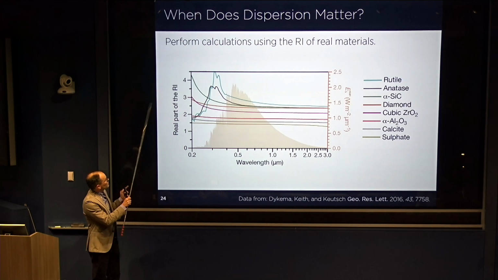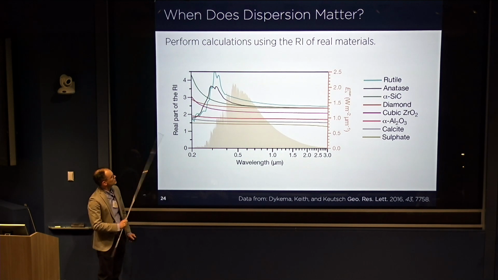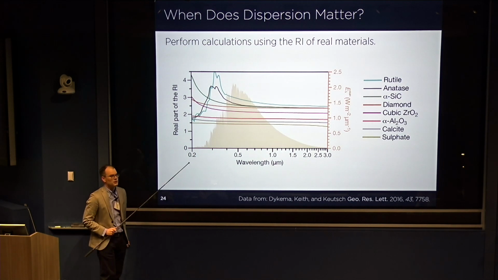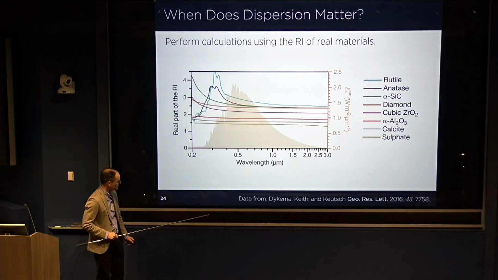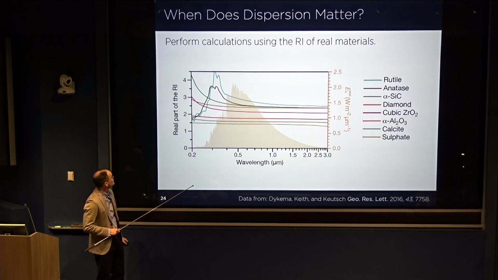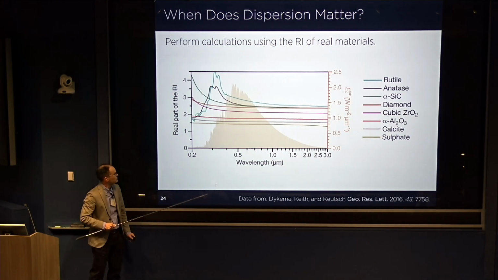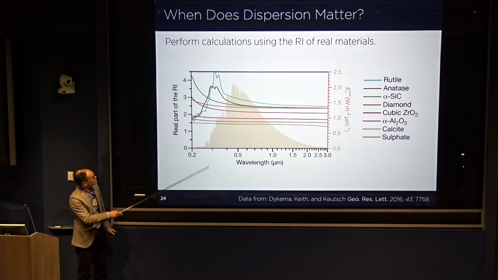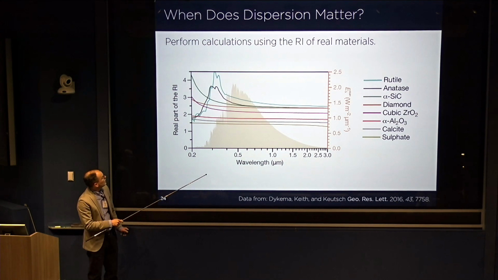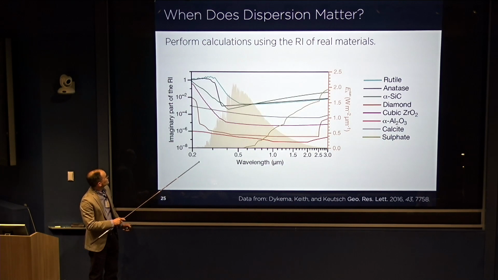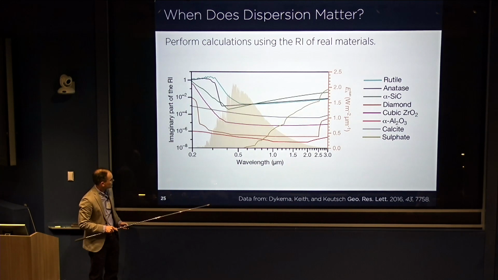OK, so what about dispersion? Everything up until this point has been a fixed wavelength. What about when the refractive index varies with wavelength? How do we handle that? I'm just using this data set from Frank Koich's paper for these 8 materials here. And here's the real part and then the imaginary part that they have in that data set.